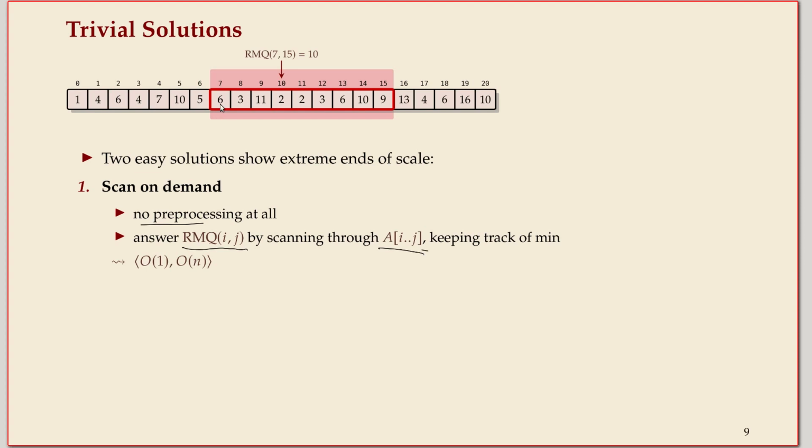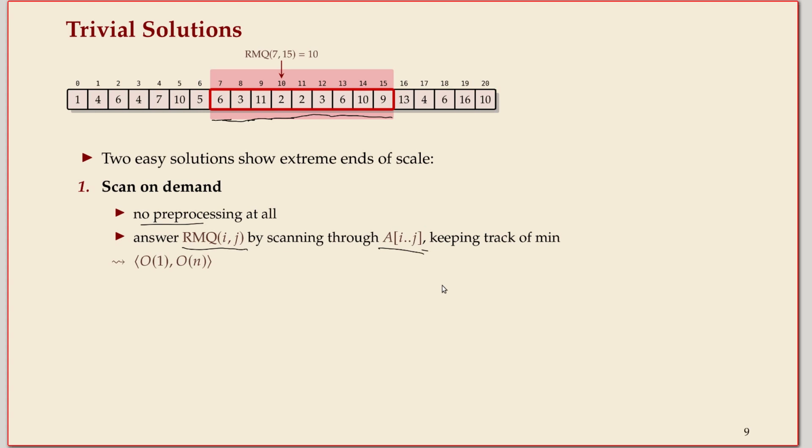So I would go and scan from the beginning. 6 is the current smallest I've seen. Oh, then I update it to 3, and I keep track of the position. No better one. Oh, this is actually smaller, so I keep track of it. Keep going, keep going, keep going. I don't see a smaller one than 2, so 10 remains my answer.